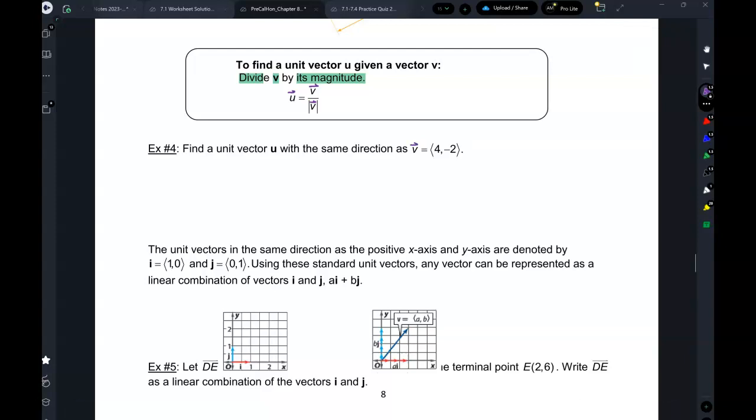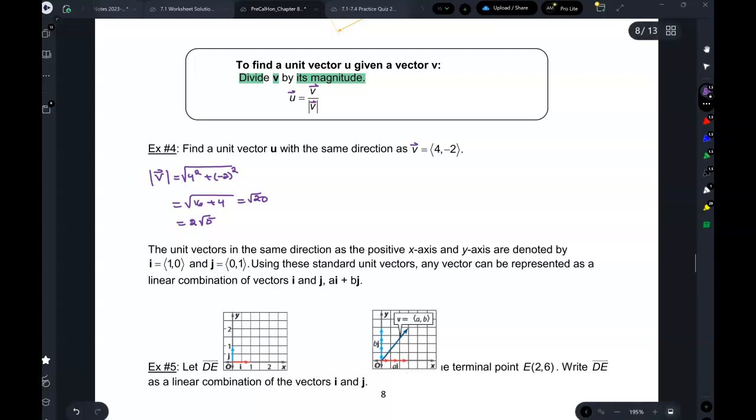Okay, so first what we need is the magnitude of vector v. So the magnitude of vector v is the square root of 4 squared plus negative 2 squared. So this is the square root of 16 plus 4. This is the square root of 20, which is 2 root 5. And we're just going to leave it that way for the time being.